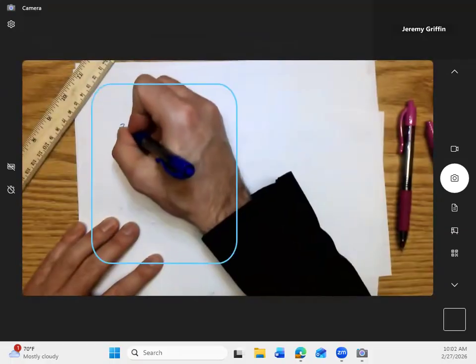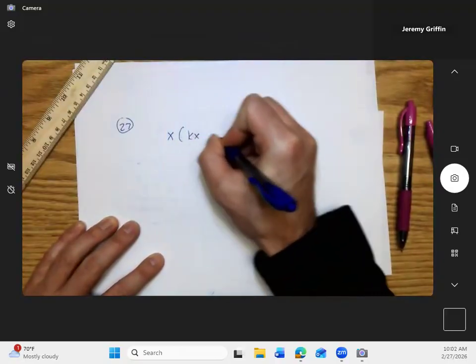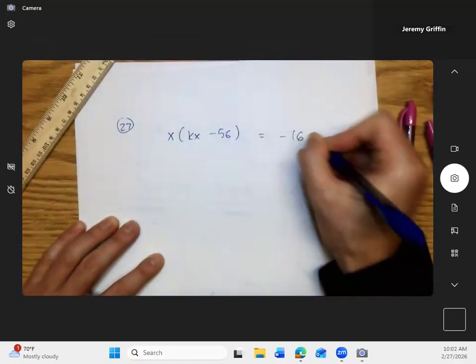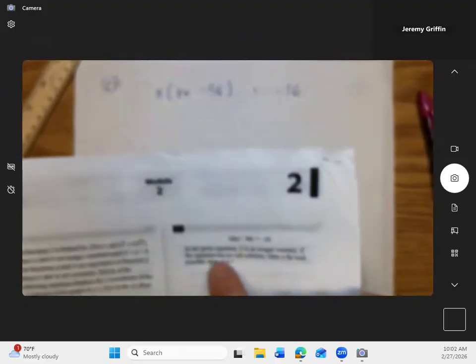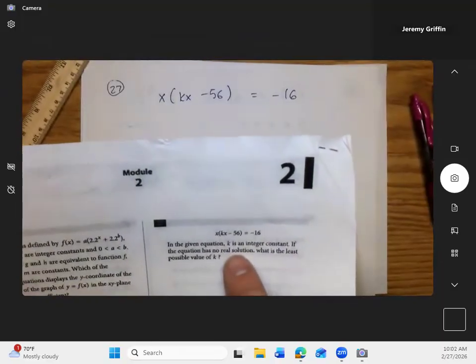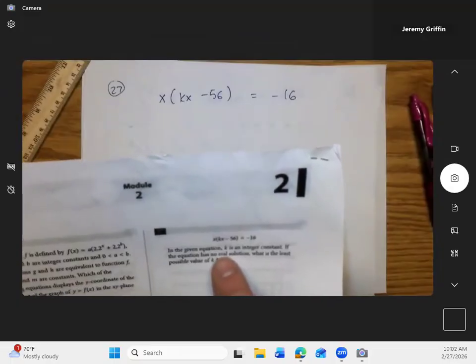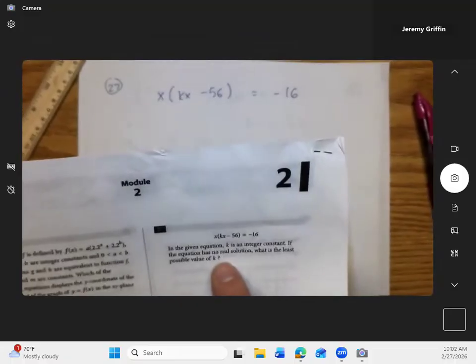Okay, and last one, 27. I'm gonna write down the equation for 27. We got x and then kx minus 56. It's all equal to negative 16. It says, in this given equation, k is an integer constant. If the equation has no real solution, what is the least possible value of k?